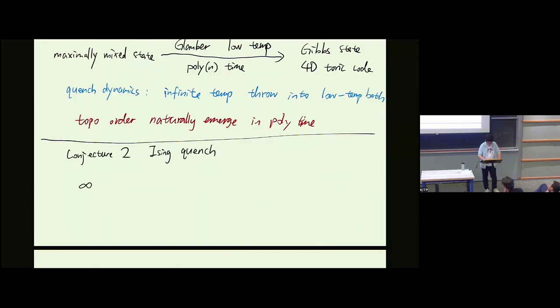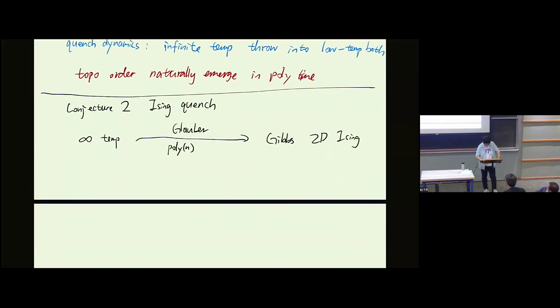The Ising quench is saying that if we start from the infinite temperature state in the 2D Ising model, which is just a completely random spin configuration, and we run global dynamics, it actually converges to the Gibbs state of the 2D Ising in polynomial time. Now there's no topological order going on here, but this is still saying something very interesting, because the 2D Ising is also a slow mixing classical Markov chain.